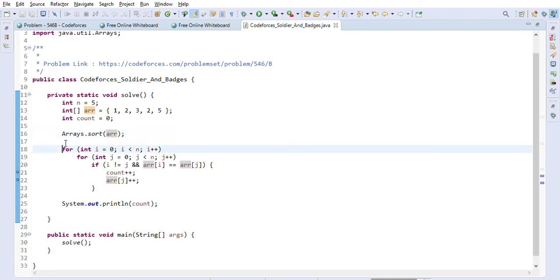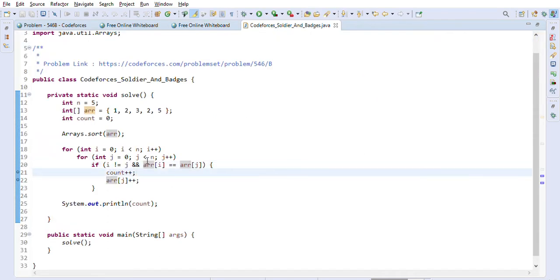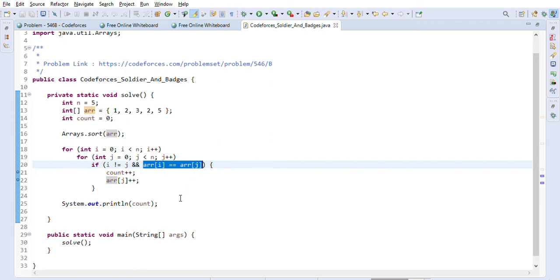After that we will loop through two for loops. One is for the first index, from 0 to n, and another is again from 0 to n, because we want to make sure that i is not equal to j when we are comparing. What we are essentially doing is comparing this one with this next one. This is i and this is j, so they are different indices, but their values should be the same, so array of i is equal to array of j.